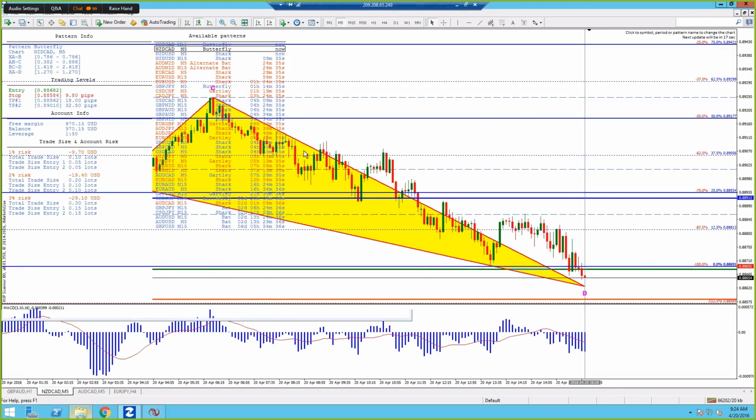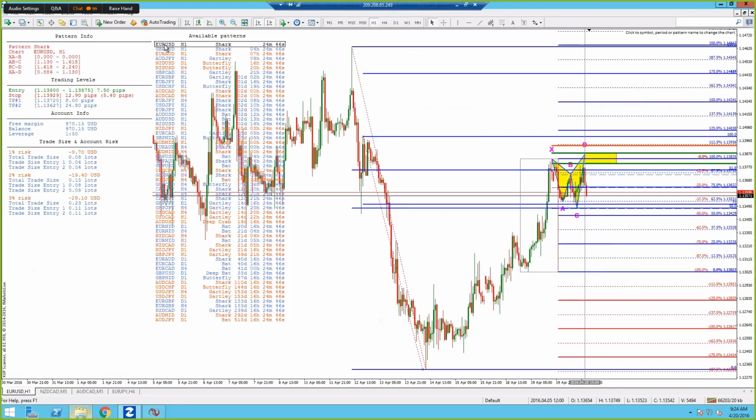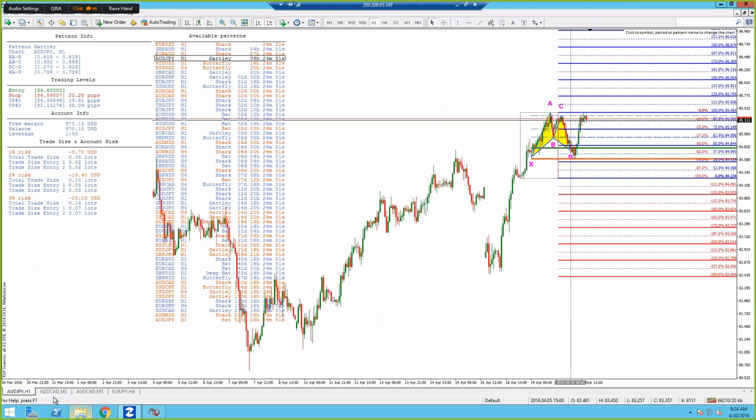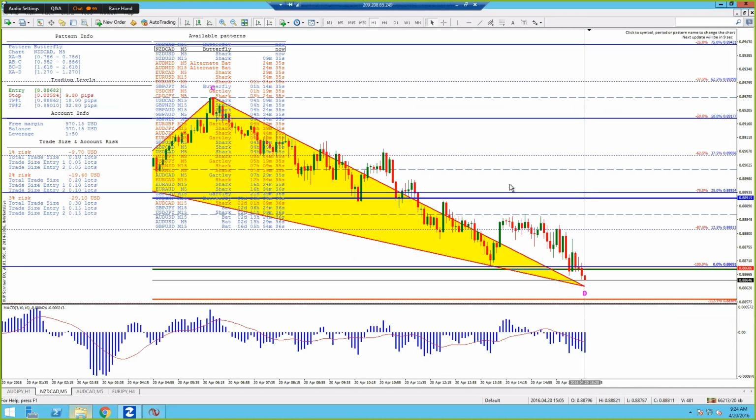There's nothing on the higher time frames, guys, on a scanner this morning. There's really nothing. A lot of stuff was in the London session, unfortunately.